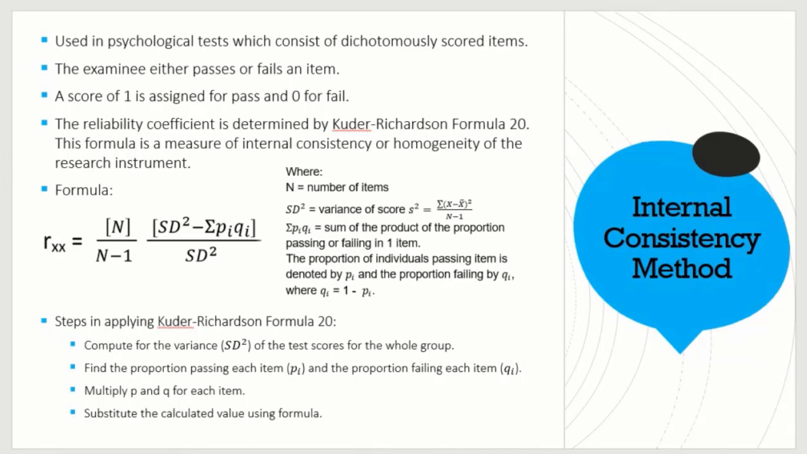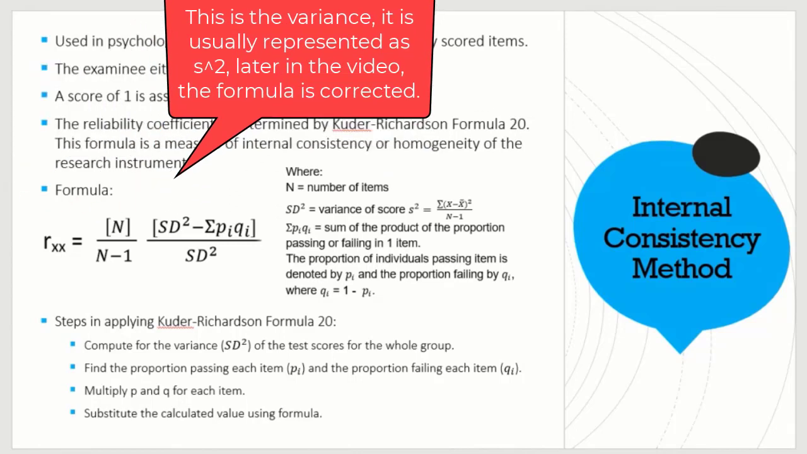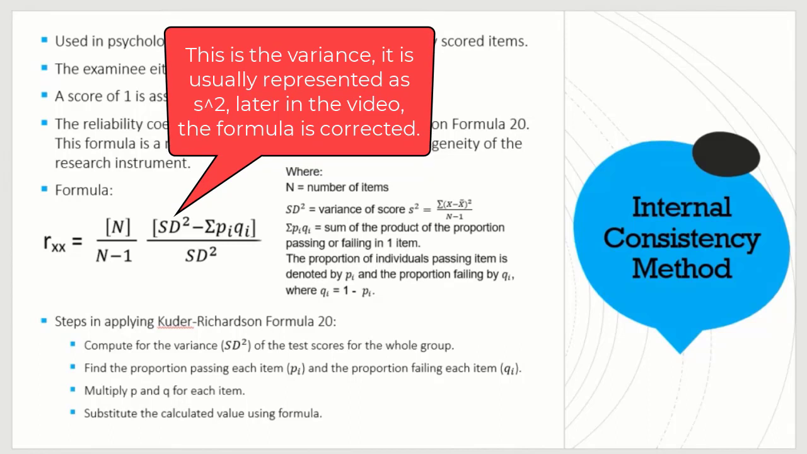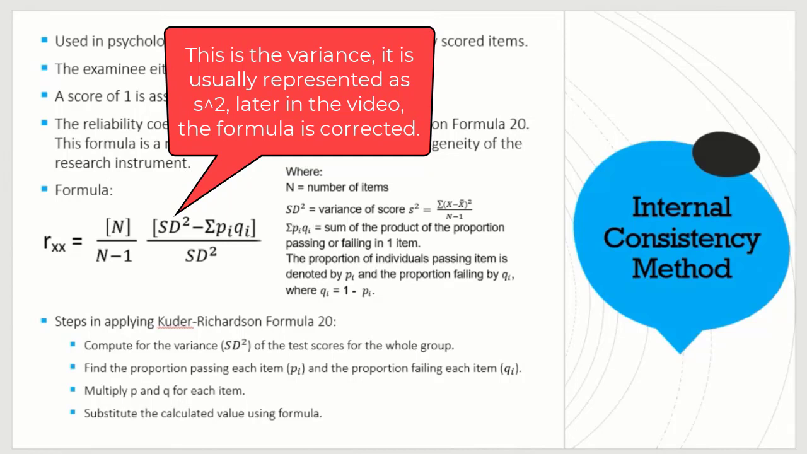So you have the formula Rxx is equals to number of items over n minus 1 times SD, the variance of scores, squared, minus the summation of PiQi over SD square. Okay. So, in that formula, the n is the number of items. And then we have the variance of scores, the SD square. I got a little bit confused because usually SD is standard deviation.